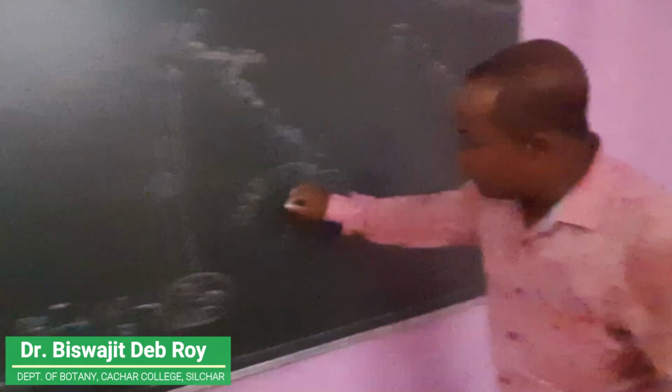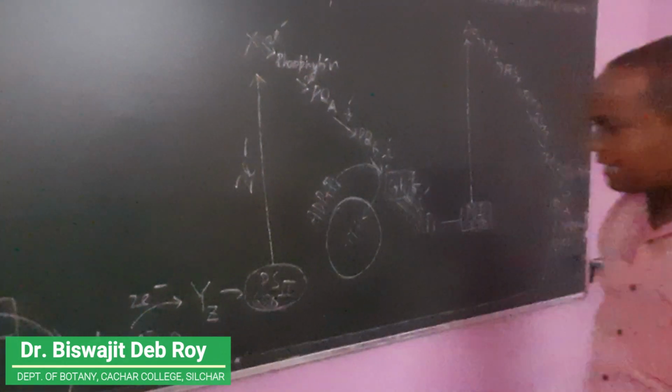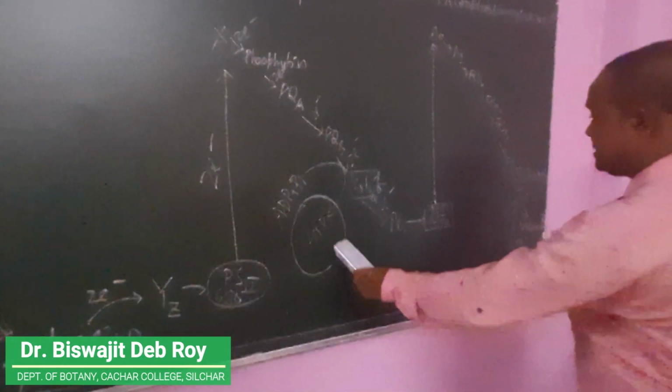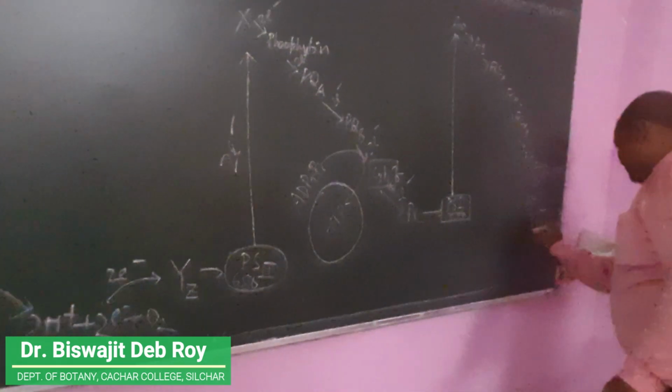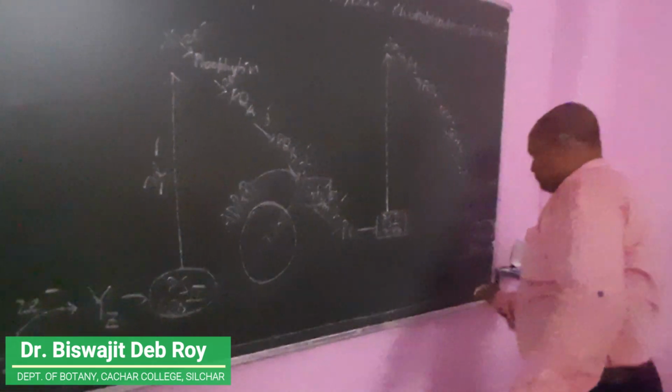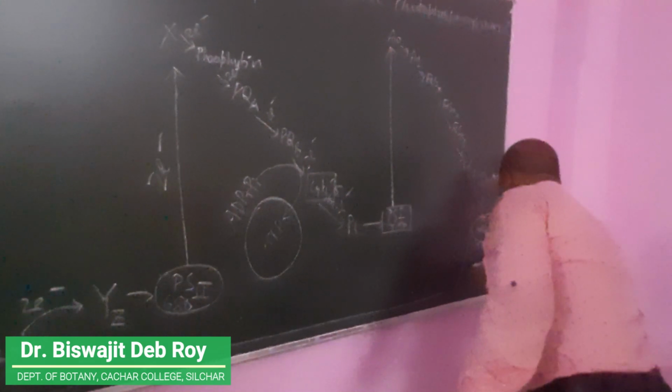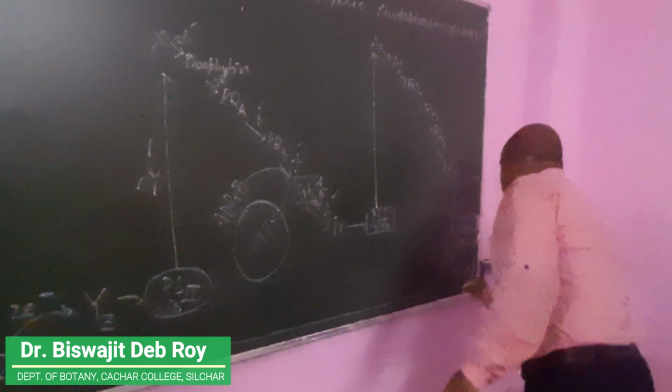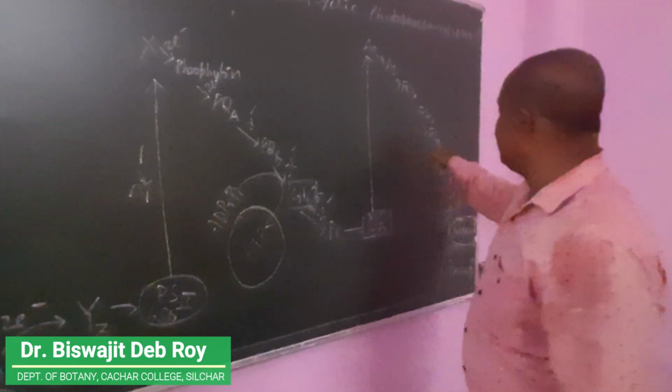So what is the product of photosynthesis? The product of the light reaction of photosynthesis is ATP and NADPH. ATP and NADPH, these are the products. Now, how do this ATP and NADPH form? This is the matter of concern.